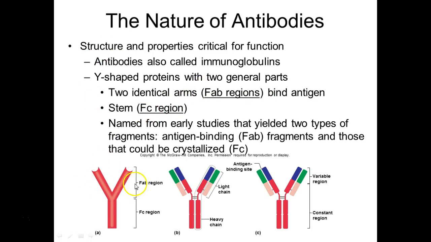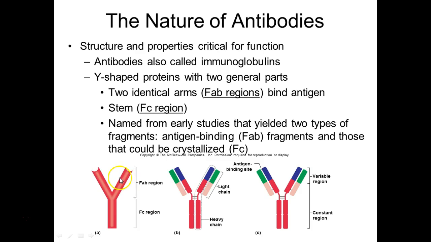This top fraction, and actually it would break into these two individual pieces, sometimes referred to as the arms of the antibody. And this portion down here, commonly referred to as the stem. The stem is the Fc fraction, and C actually stands for crystallizable. This actually crystallized when they were doing their experiments.